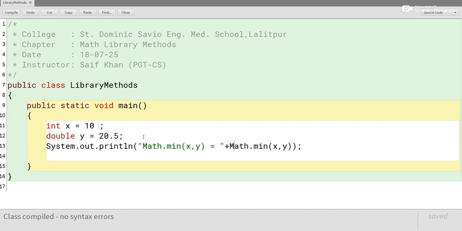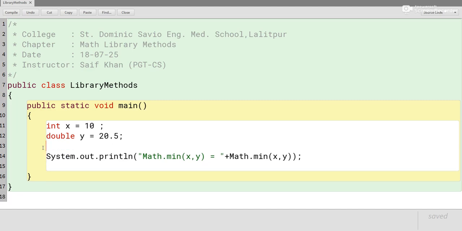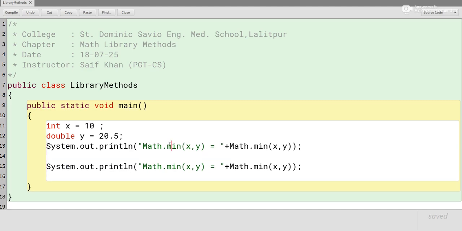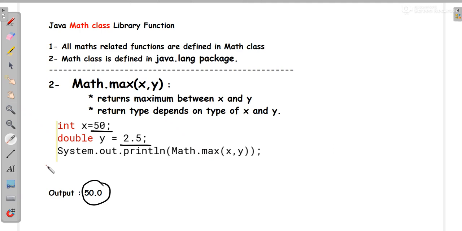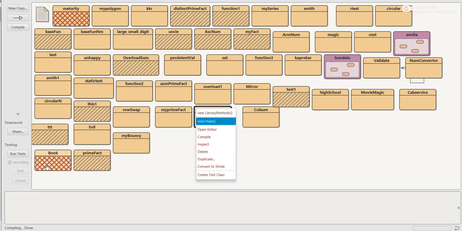I'm copying this and running the same, Control C and P. Math.max. This is just a message, do not get confused, it is not even required. Max(x, y). See the output. I'm just commenting it. Control S, Control K, compiled. Go back to the code. Run. The output is in front of you.